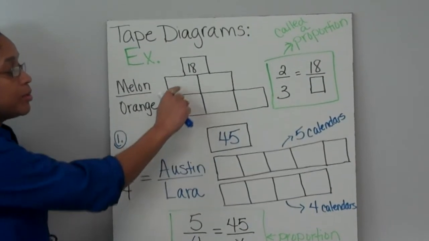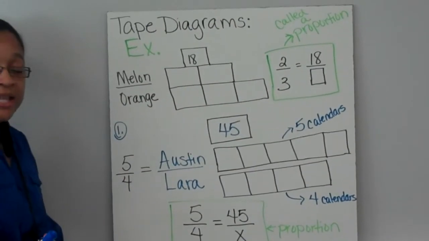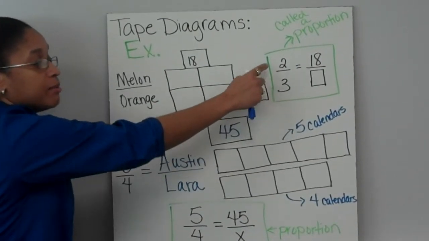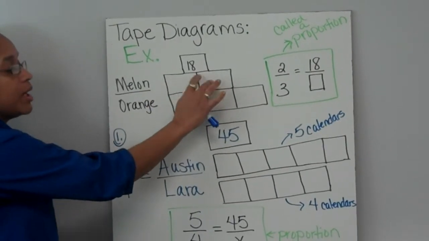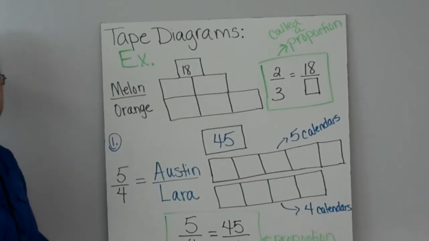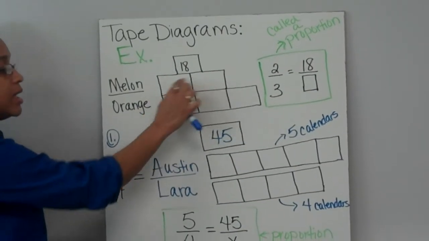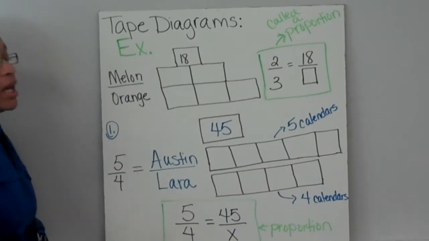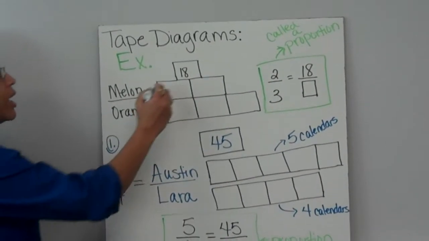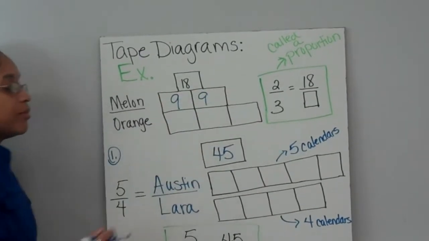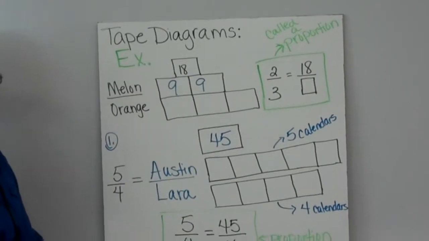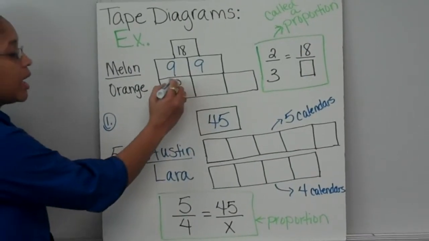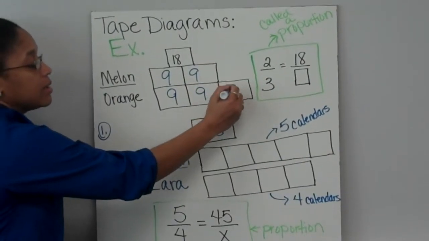So because I want to have 18, because 18 was given to me in the problem, and I'm having 2 parts melon juice, I know that these two numbers right here need to be something that will equal 18. And they have to be the same, because these all represent the same amount. So in order for these two to be the same number and be 18, both of them need to be a 9. So 9 plus 9 equals 18. That gives me 2 parts of melon juice. Well, if this is 9, this box and this box is the same. So this will be 9, this will be 9, and this will be 9.